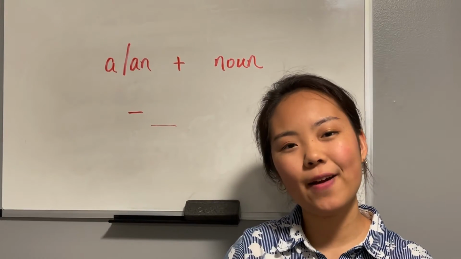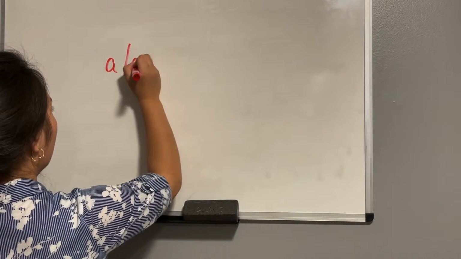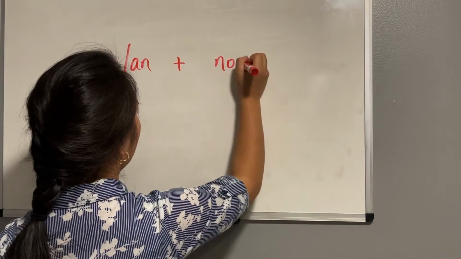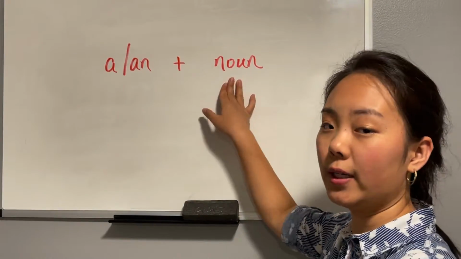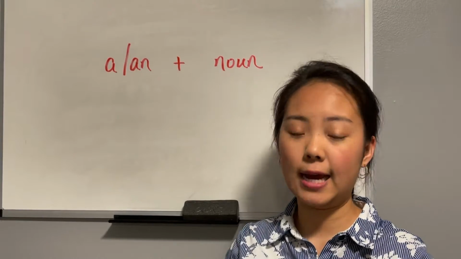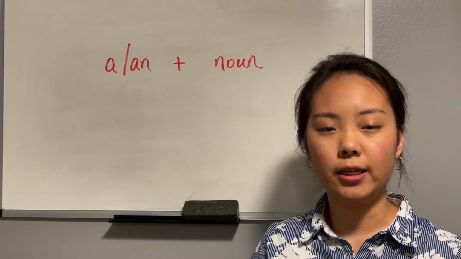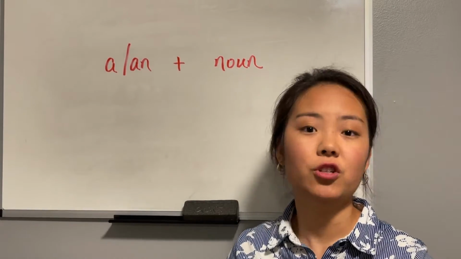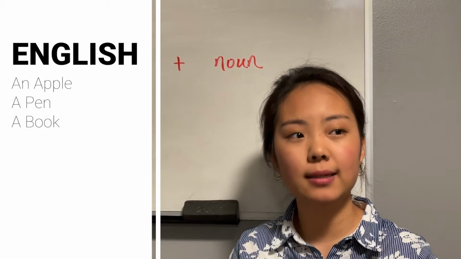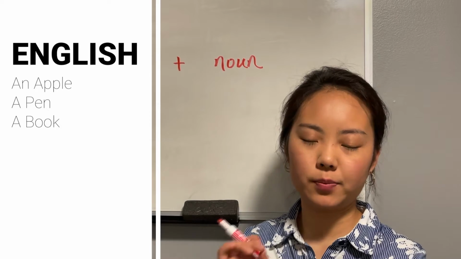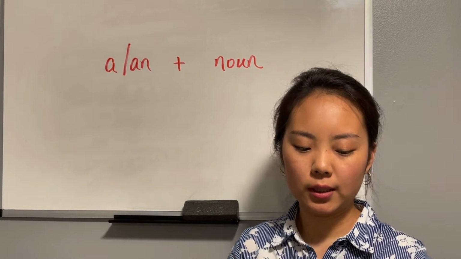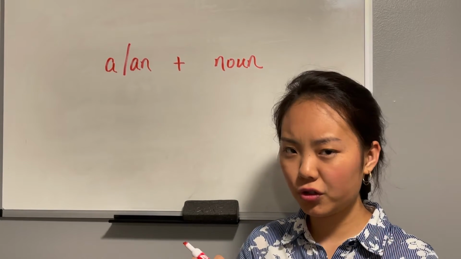Hey, 大家好 hello everybody. Today we are going to learn a or an plus a noun in Chinese. So this one is a very tricky one in Chinese. That's why we're gonna dedicate a whole video to it. Because in English you would say just an apple or a pen or a book. But in Chinese, for a specific noun, you have to use slightly different adjective to describe it.